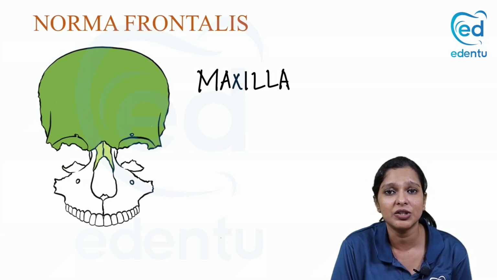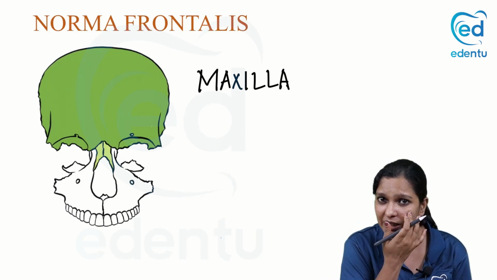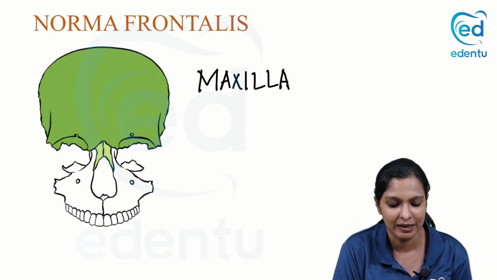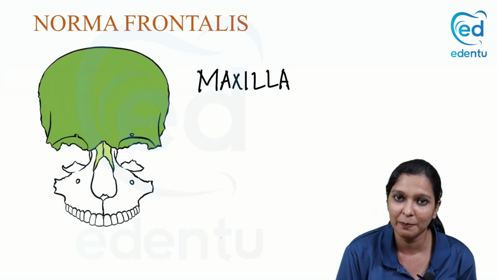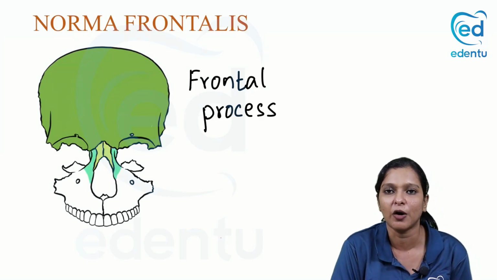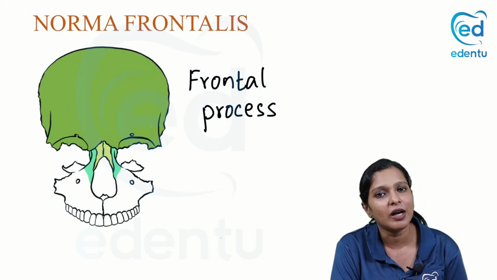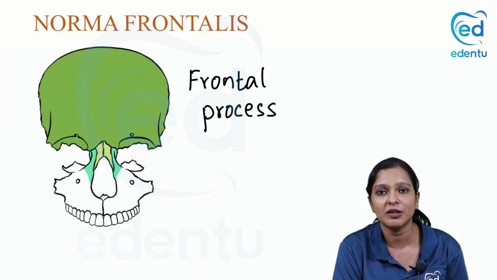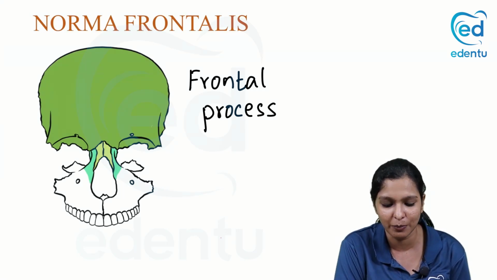It is placed in the cheek region. The prominence of the cheek is formed by the maxilla. Okay, so what parts of the maxilla are visible in this view? First is the frontal process. Why is it called the frontal process? Because it goes and joins the frontal bone.